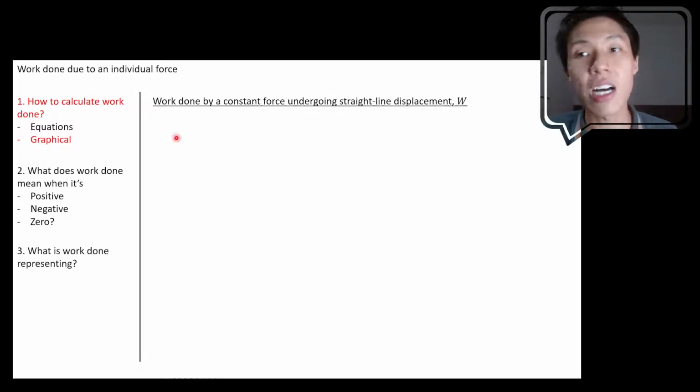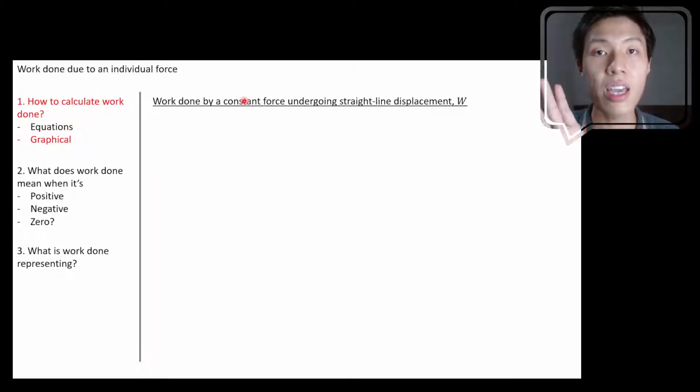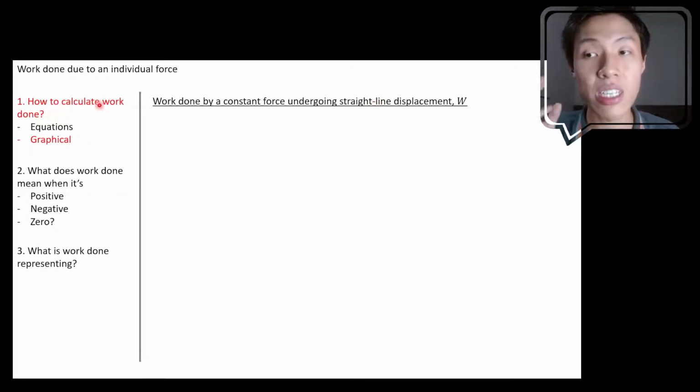Previously, we have discussed how to determine the work done using an equation, and that's for a situation where your force is constant and your displacement is in a straight line. Now we are going to move on to try to determine work done using a graphical approach. But for this approach, there's a bit more flexibility. You can use it to determine work done even if the force is a varying force.